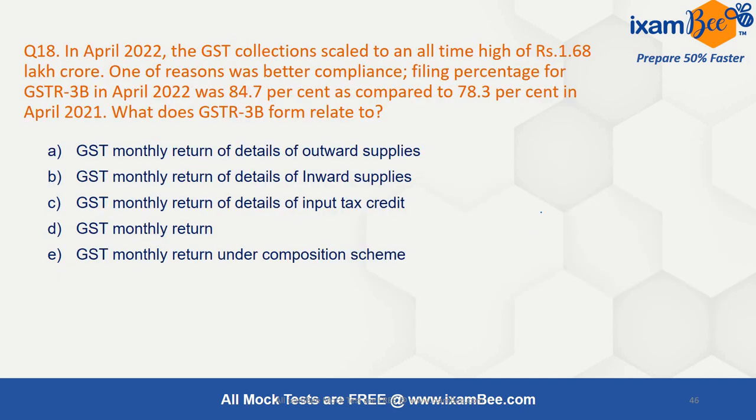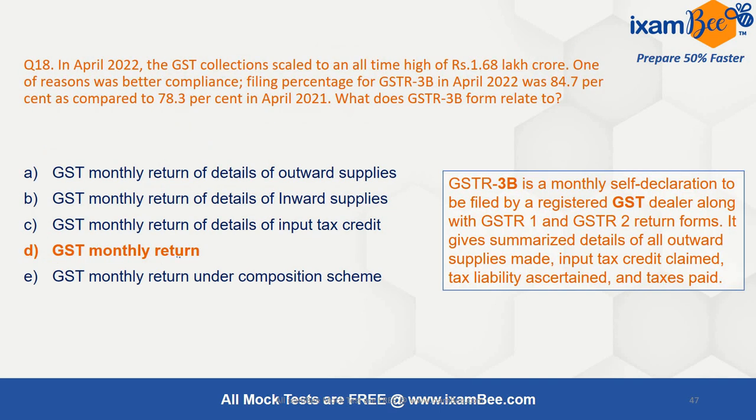In April 22, the GST collections scaled to an all-time high of 1.68 lakh crore. One of the important reasons was better compliance. Filing percentage of GSTR 3B was 84.7% compared to 78.3% in the previous April month. What does the GSTR 3B form relate to? The correct answer here is that it is related to GST monthly return.